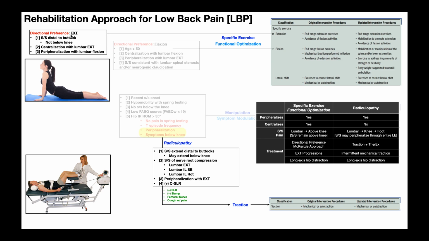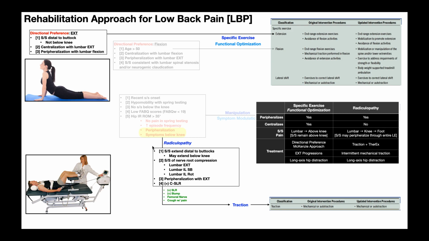Now, with the directional preference for extension, remember that in general, this implies that the symptoms are going to centralize with lumbar extension, which makes sense because that's their directional preference, and they tend to peripheralize with lumbar flexion. Okay? So when you have this centralization and peripheralization that are opposite movements, or at least different movements, that constitutes a directional preference. Okay? Now, on a very superficial level, these two subgroups can actually present very similarly.